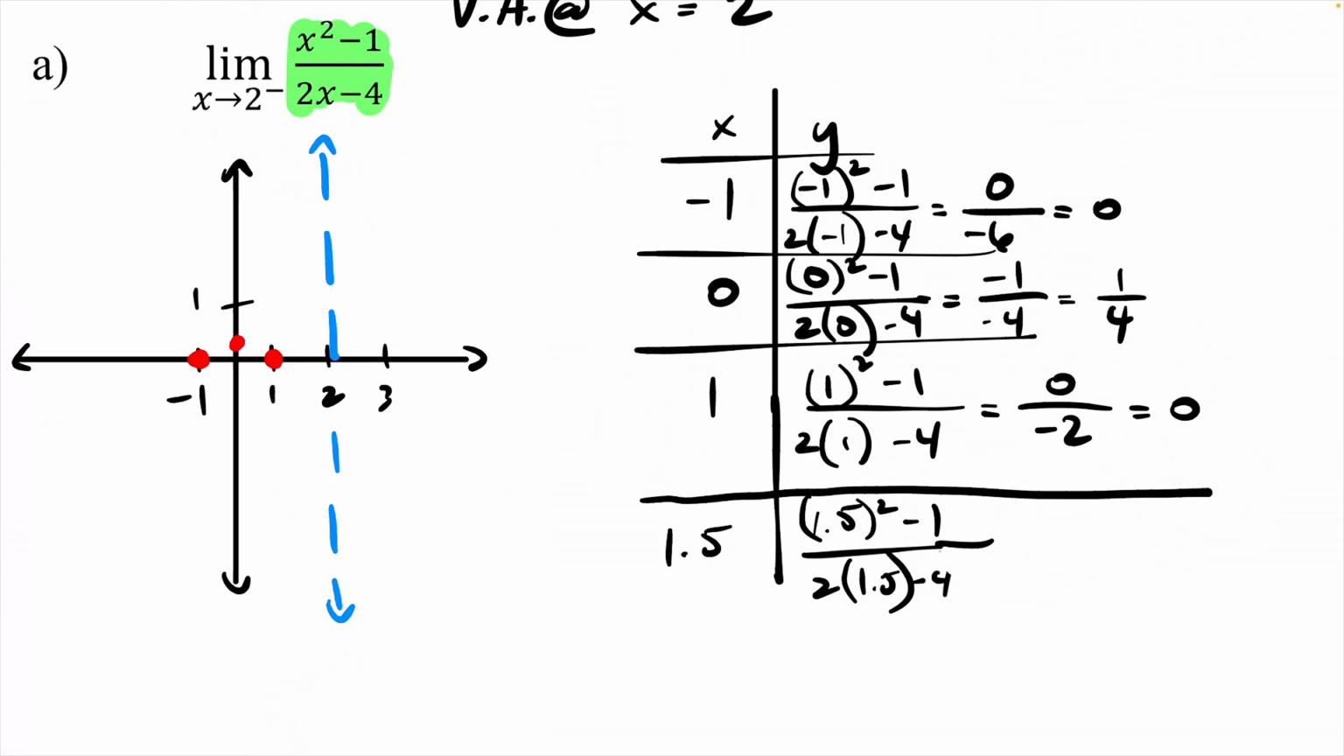So on top, when I square 1.5 and I subtract 1, would I get a positive or negative number? Positive. What it is exactly, I don't care. I just want to know if it's positive or negative. So on bottom, what's double 1.5? 3, right? Subtract 4? Negative number. So I would get a negative number. So that means this guy is going down.